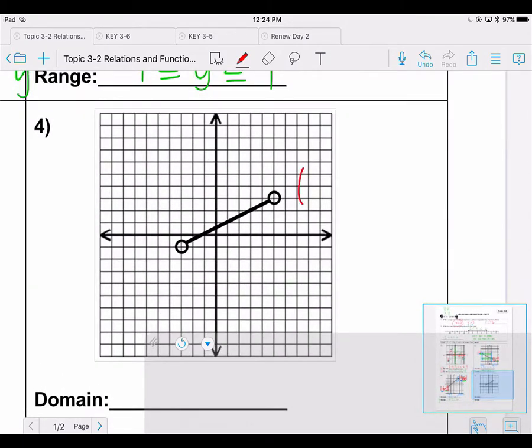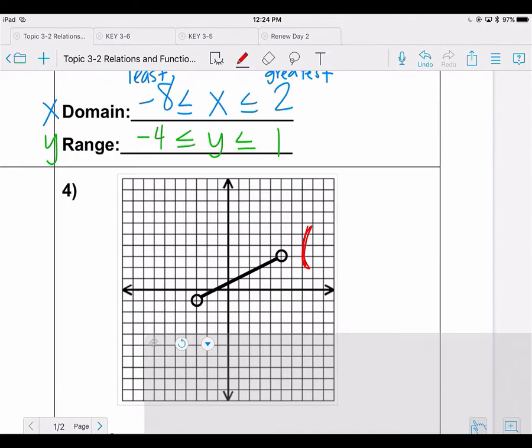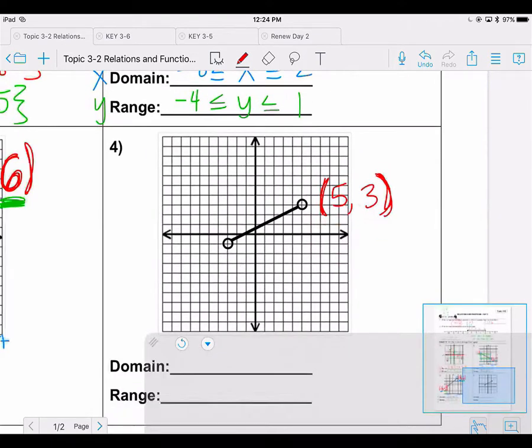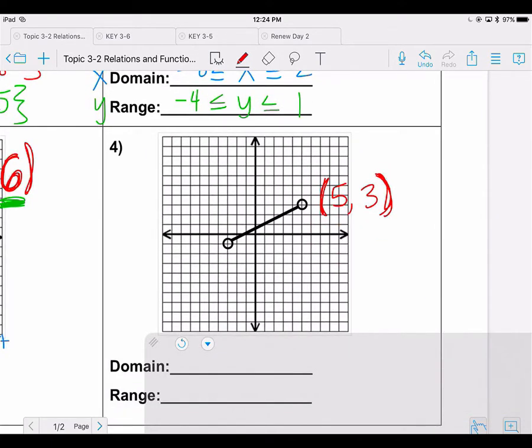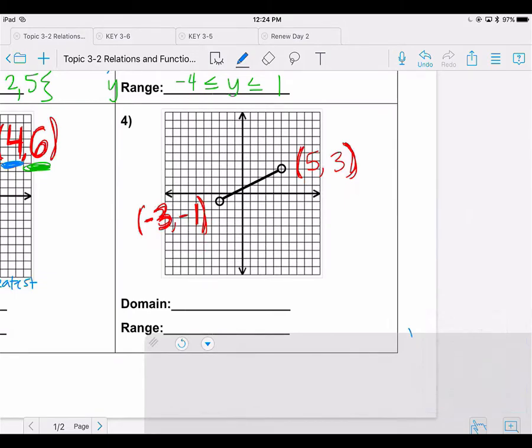On problem 4, again, I'm going to write out my points. This point over here is at 5, 3, because I go positive 5 to the right and then positive 3 in the up direction. This point over here is at negative 3, negative 1.